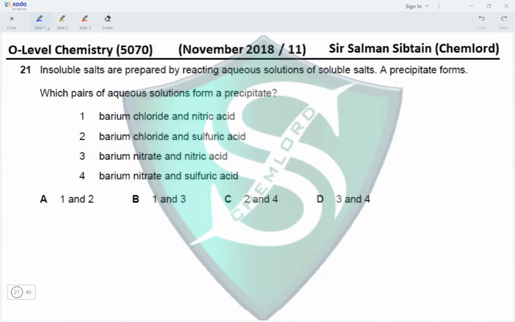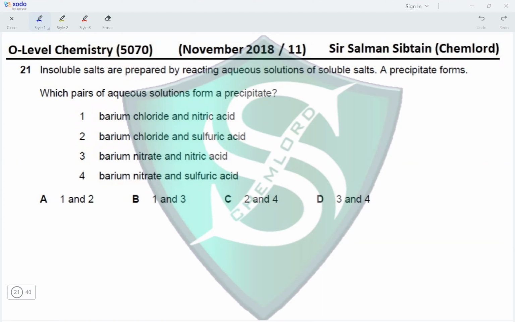Hi guys, this is O-Level Chemistry, paper 11, November 2018, question 21. Insoluble salts are prepared by reacting aqueous solutions of soluble salts. A precipitate is formed. Which pair of aqueous solutions forms a precipitate?